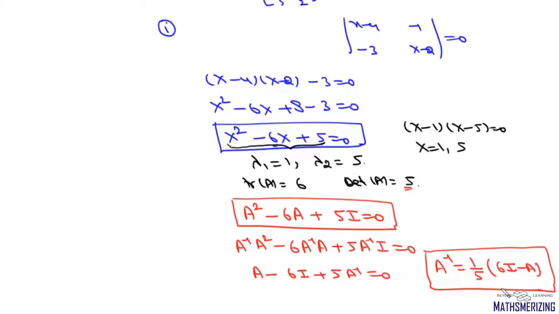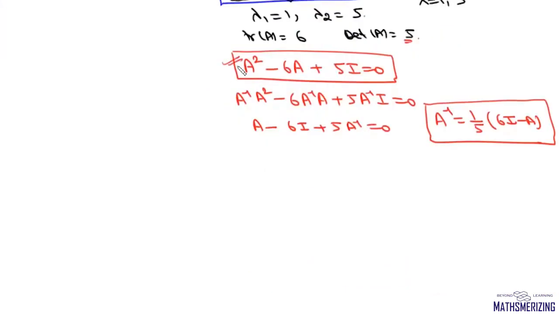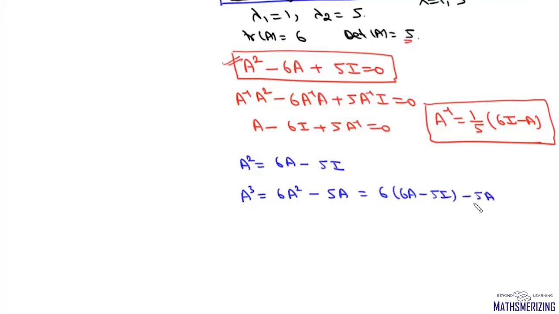Now another use of Cayley-Hamilton theorem is to find higher powers of A. Once we have this equation, we can write A square as 6A minus 5I. Now we'll multiply it with A. We'll get A cube equals 6A square minus 5I into A, which is simply A. Now we can replace A square with 6A minus 5I. So we'll write 6 into (6A minus 5I) minus 5A. So there'll be 36 minus 5, it'll be 31A minus 30I.